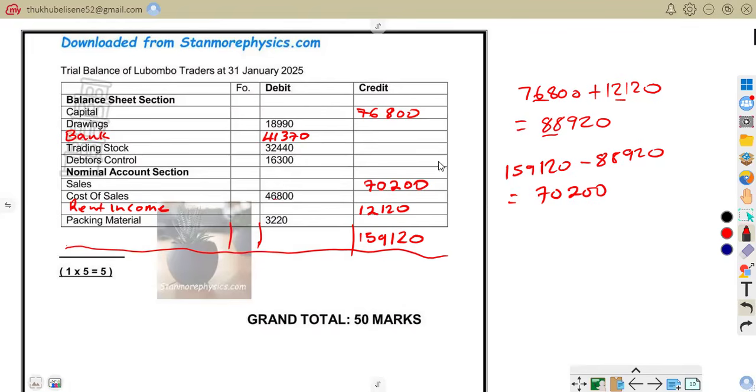When you add these sides, they're going to give you both 159,120. So it means it is balancing now. So that is that. This is the end of this presentation.